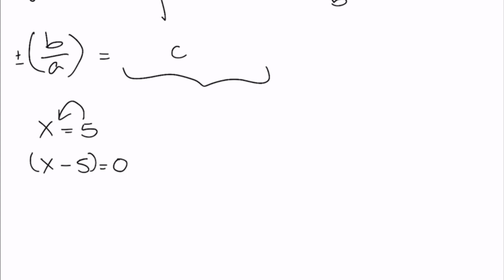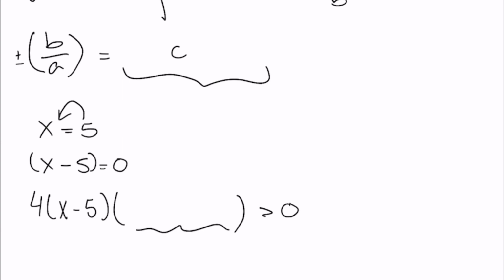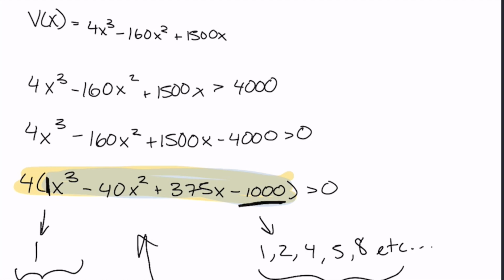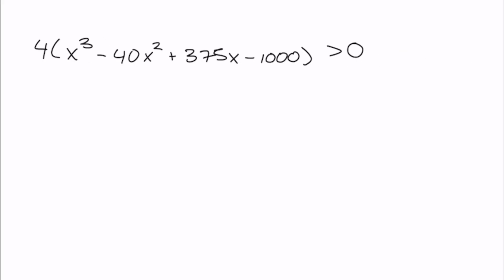That's important, and that means we can rewrite this polynomial as 4 times x minus 5 times some other polynomial, and that's all going to be greater than 0. To figure this out, we need to divide this section by x minus 5 to find the remaining portion of the polynomial. So we're going to do that over here.